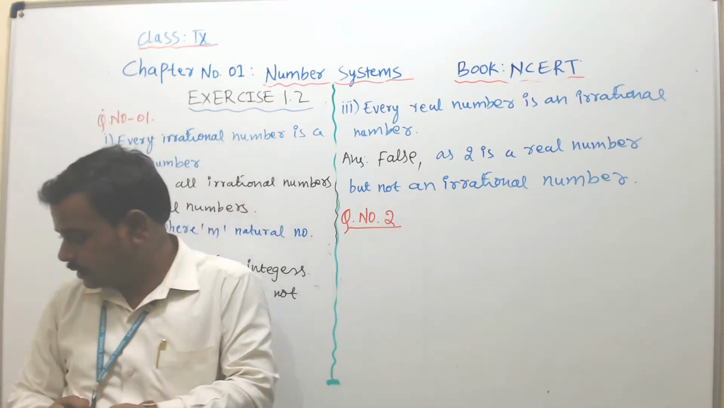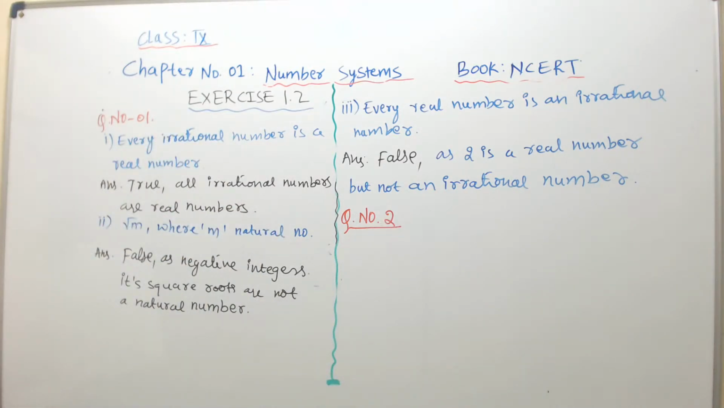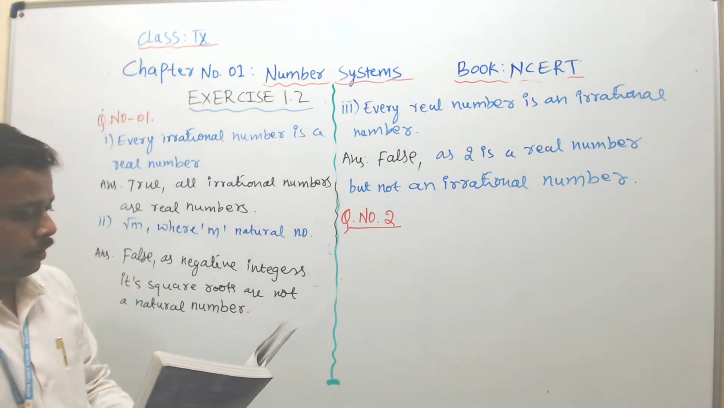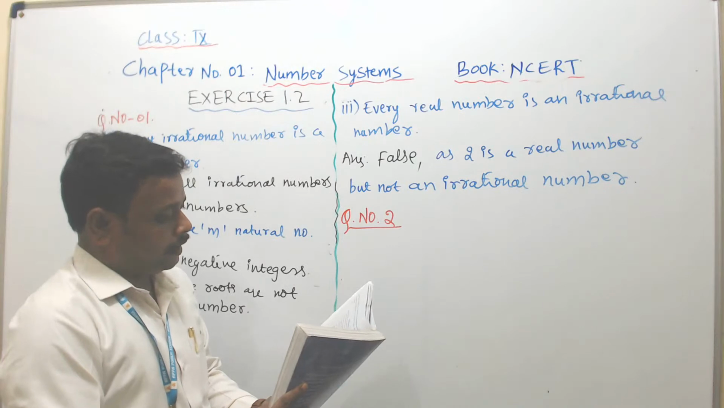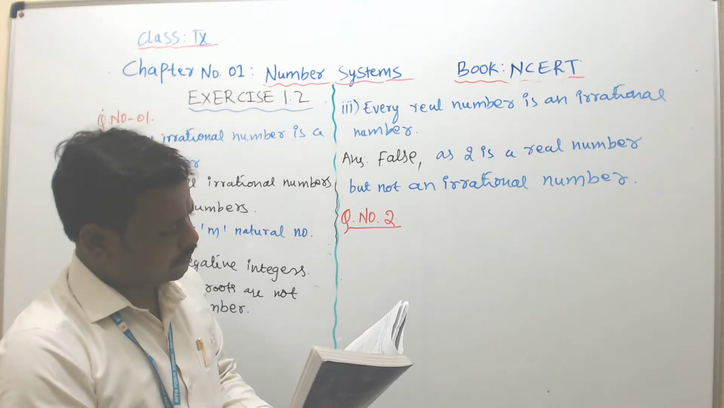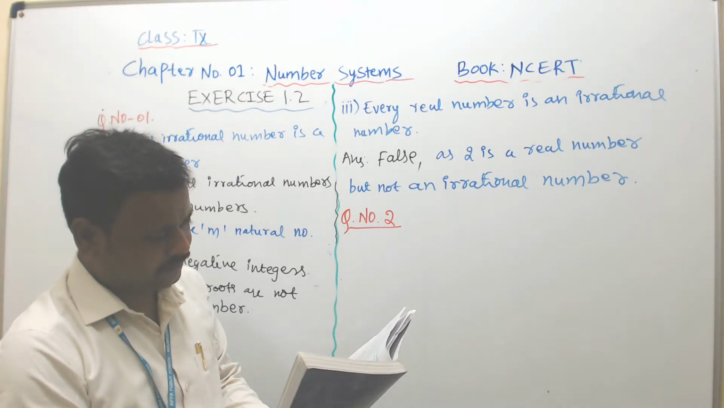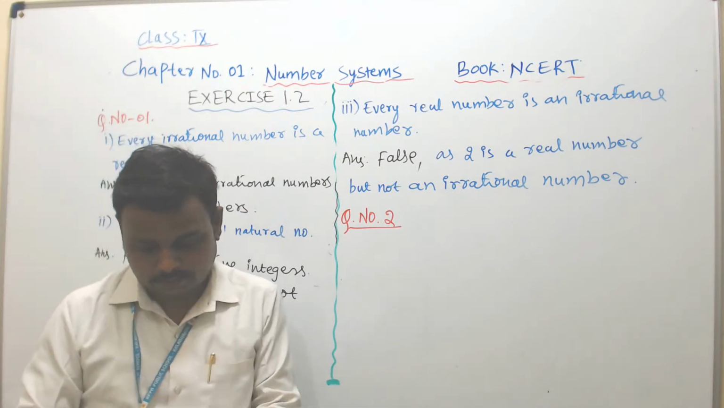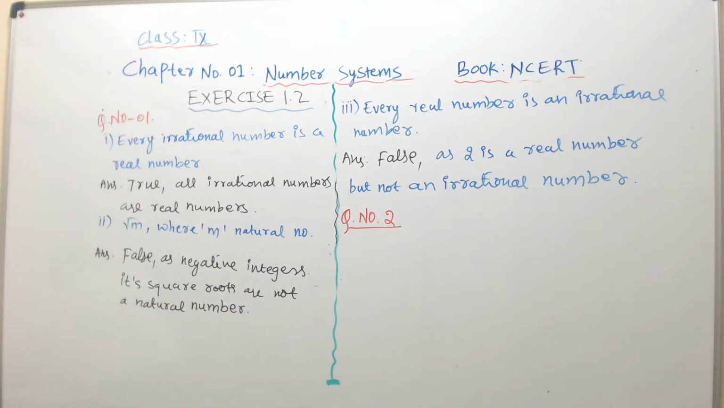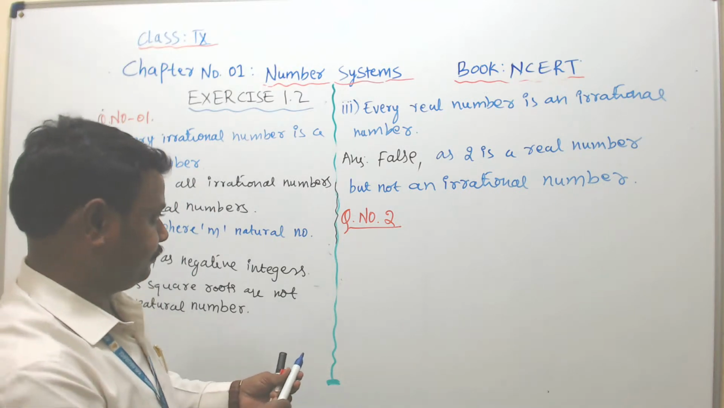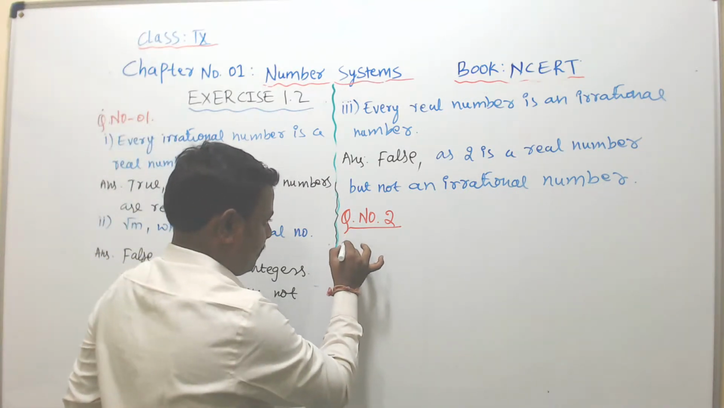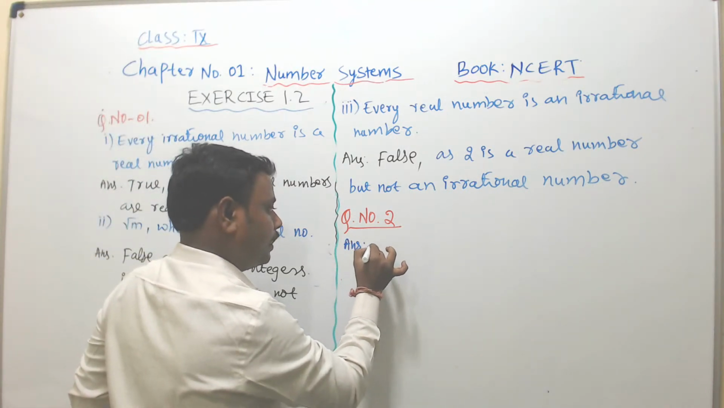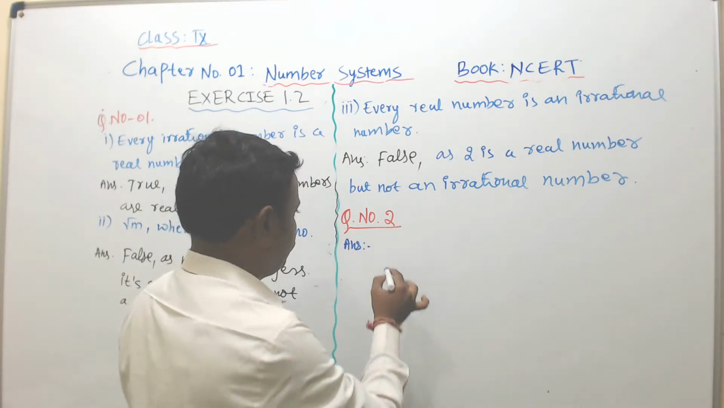First we will read the question. Are the square roots of all positive integers irrational? If not, give an example of the square root of a number that is a rational number. The answer is no. In the second question, they are asking to give an example.